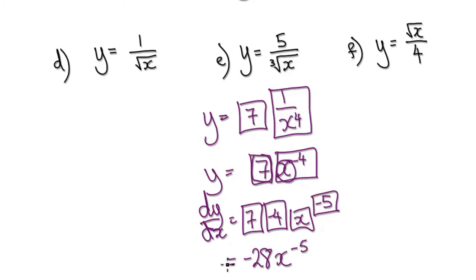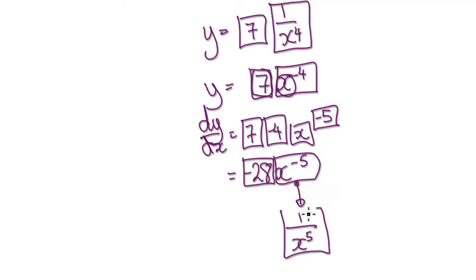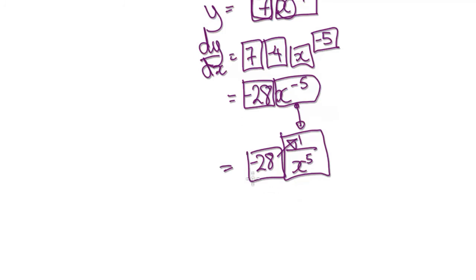And then we've got to tidy this up. So at the moment you've got one block multiplying with another block, so turn this block into 1 over x to the power of +5. That's one block. And then you've got your -28. This gets multiplied to the top, so that would then become -28 over x to the power 5. So that's your dy by dx.